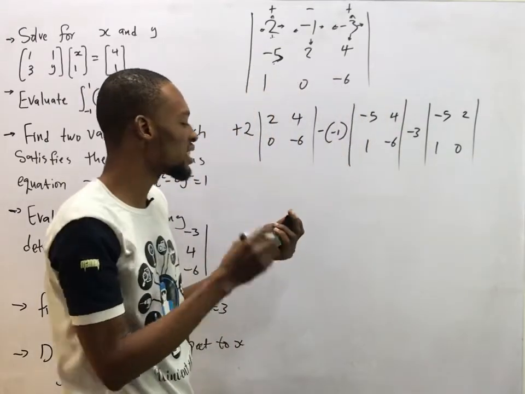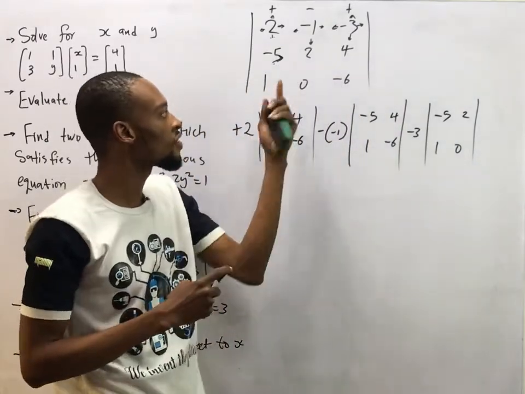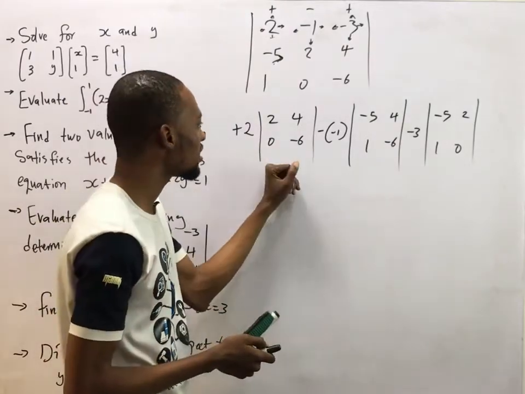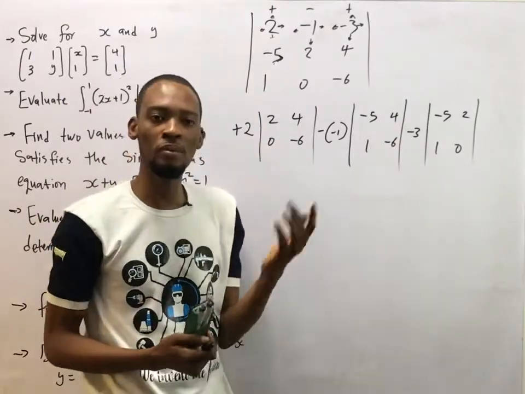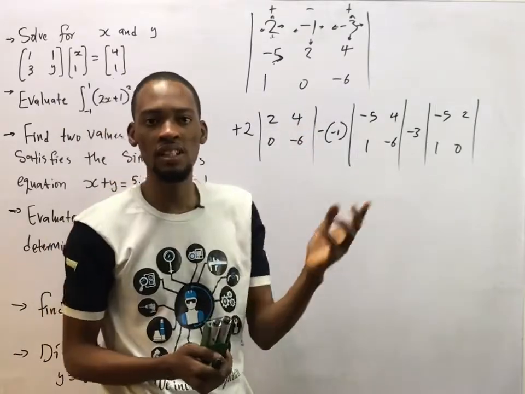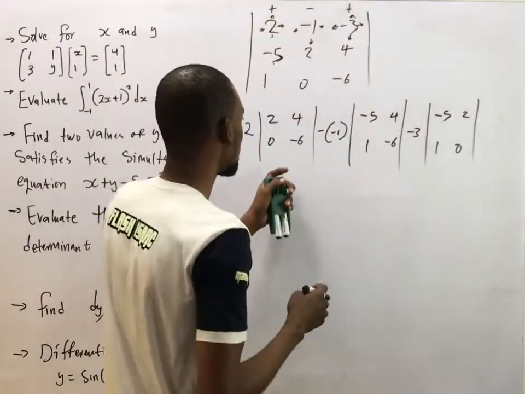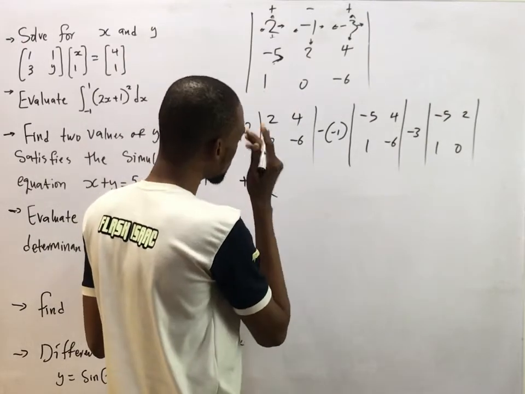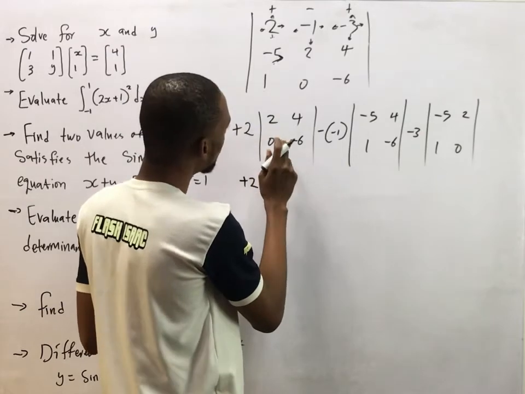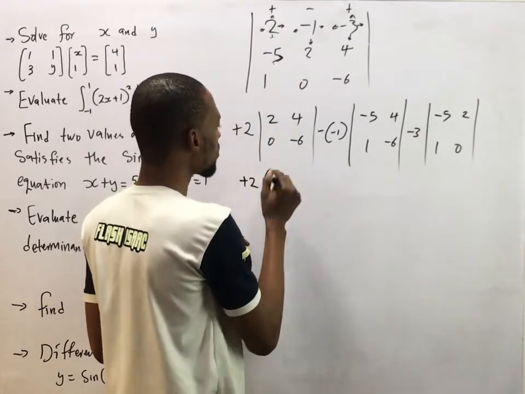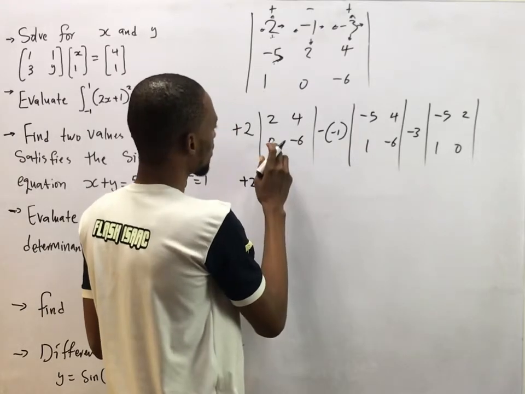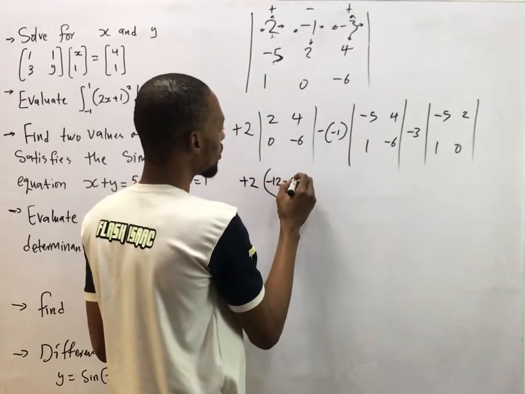So we succeeded in breaking this 3 by 3 matrix into 2 by 3 matrix. So we'll now simplify this step. 3 by 3 matrix simply means 3 rows and 3 columns. So solving this, we have plus 2 bracket minus 6 times 2 is simply minus 12, then minus 0 times 4 is 0.